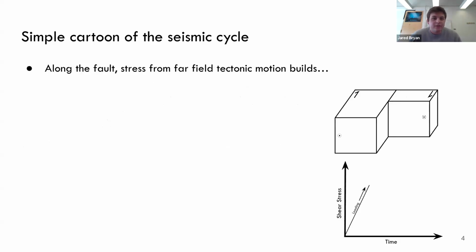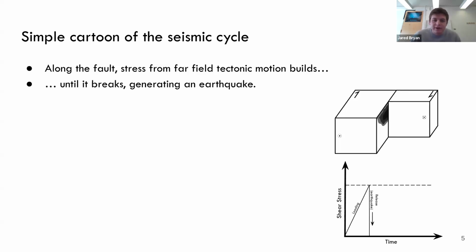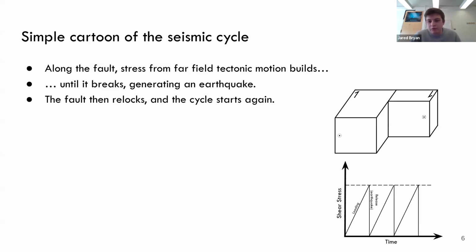So the seismic cycle: we can begin with a simple cartoon where we have a block model, and far field tectonic motion causes stress to accumulate on this planar fault in an elastic medium. At some point, enough stress is accumulated on that fault that you generate an earthquake. But then the fault will relock and the stress will build again, and this cycle repeats.